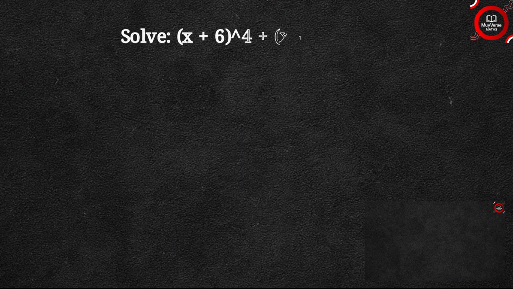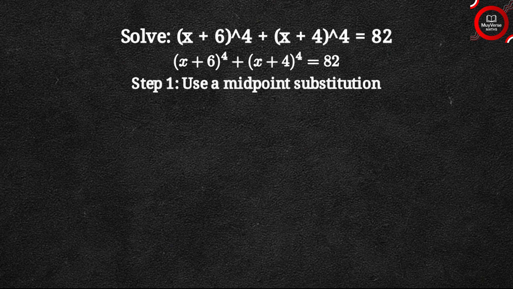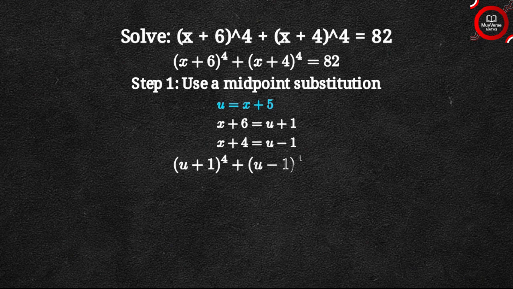Let's solve the equation (x+6)^4 + (x+4)^4 = 82. We'll use a clever substitution to make it simple and logical. Step 1, substitution. The middle of 6 and 4 is 5, so we set u = x + 5. Then x + 6 is u + 1, and x + 4 is u - 1. Now rewrite the equation in u.